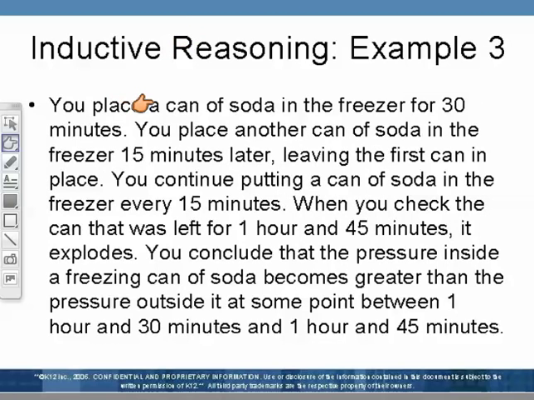Inductive reasoning. You place a can of soda in your freezer for 30 minutes. You place another can of soda in 15 minutes later, leaving the first can in place. You continue putting cans of soda in the freezer every 15 minutes. When you check the can that was left for an hour and 45 minutes, it explodes. You conclude the pressure inside the freezing can of soda becomes greater than the pressure outside it at some point between an hour and 30 minutes and an hour and 45 minutes. This is sound inductive reasoning. You can conclude that. It makes sense and it's repeatable. But the first two examples, not so.